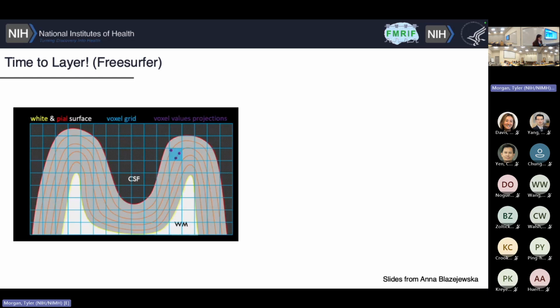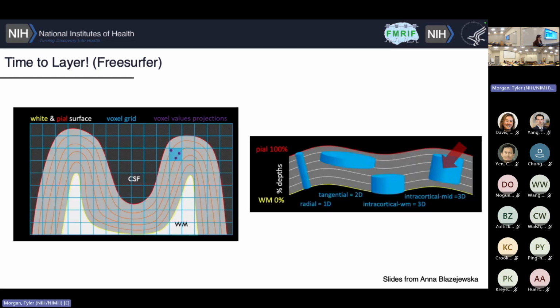Alternatively, we can not think about cortical layers as surfaces, but we can actually just look at the voxels themselves. So this is not looking at the surfaces, but thinking about it strictly in the volumetric sense, which is how we record our data.